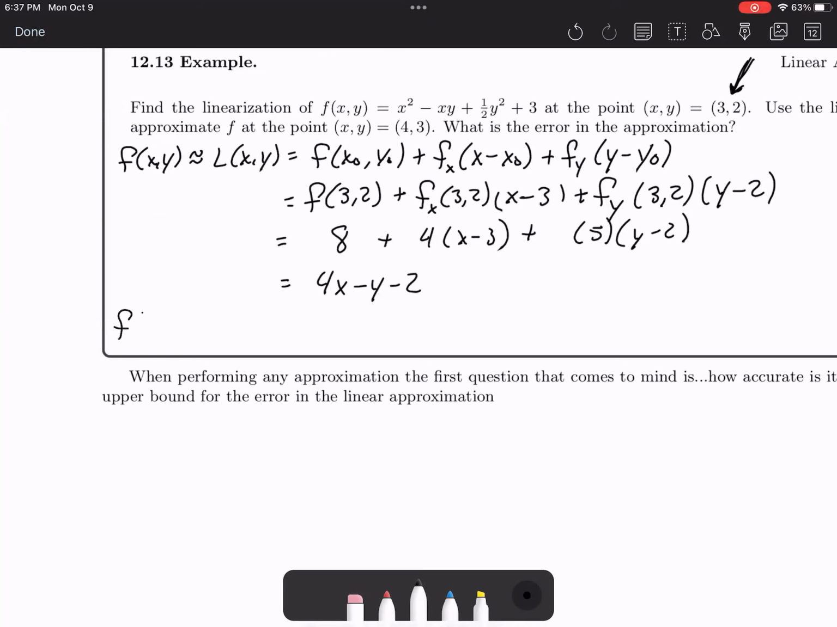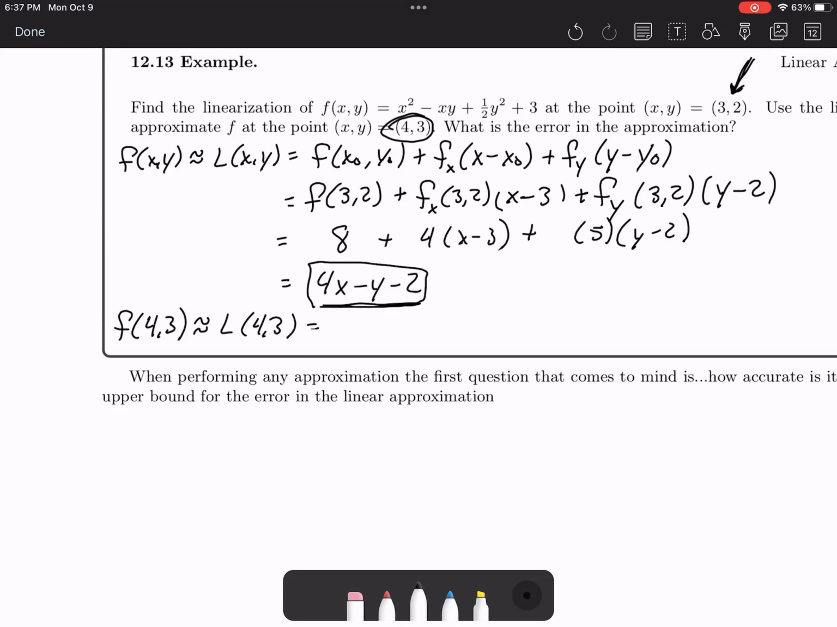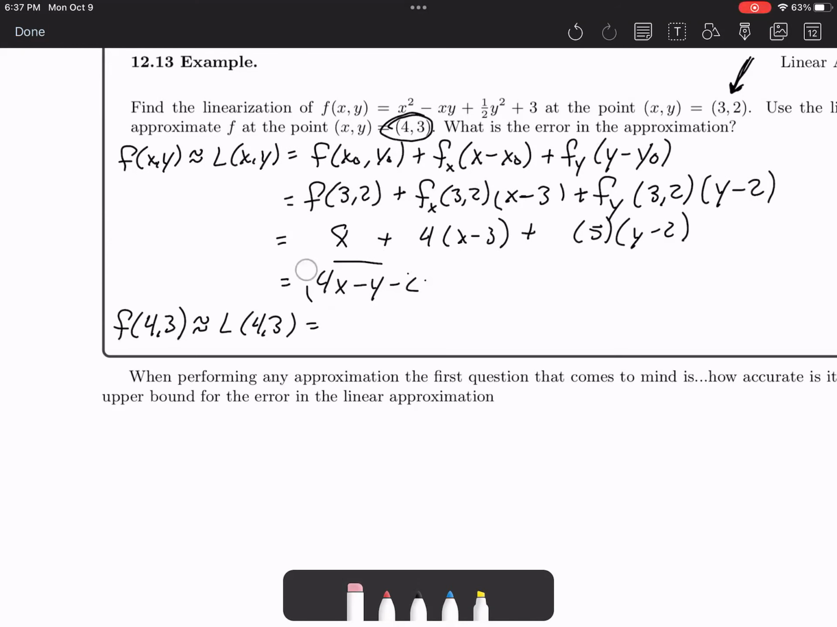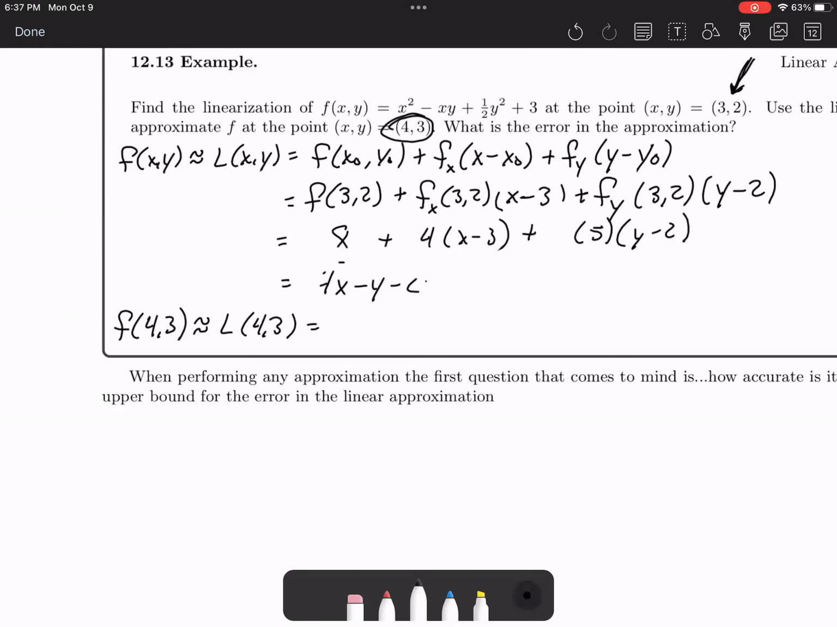So the function value at (4, 3) is approximately equal to the linearization at (4, 3). And that's what this says. That's the whole reason why we travel along the tangent plane. So if I evaluate my linearization, my tangent plane at (4, 3), I believe you get an 11.